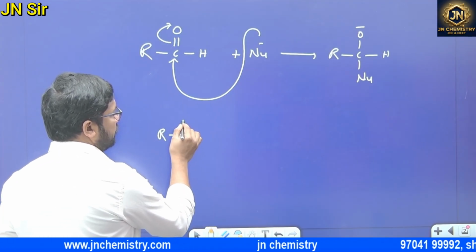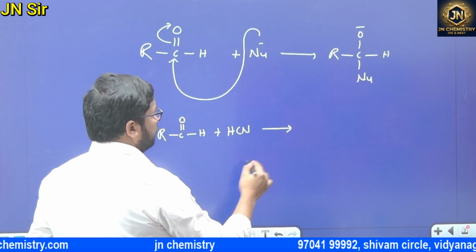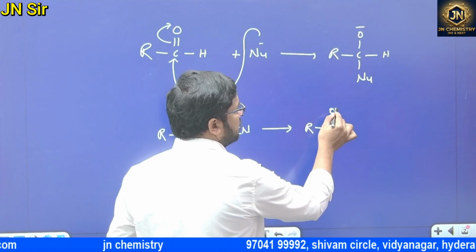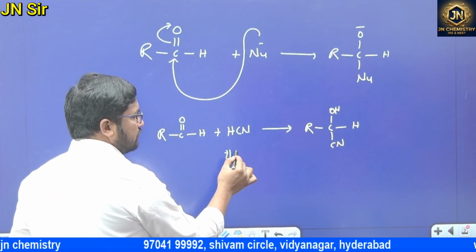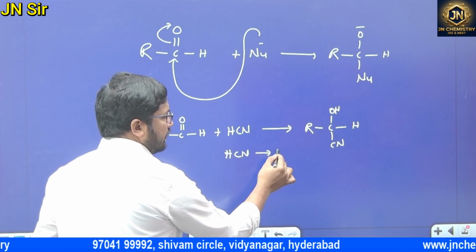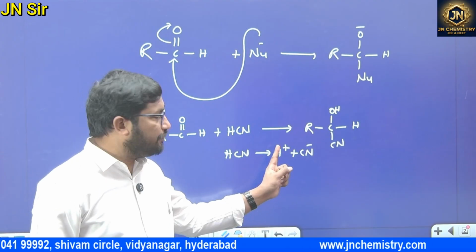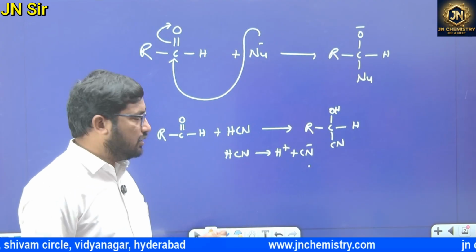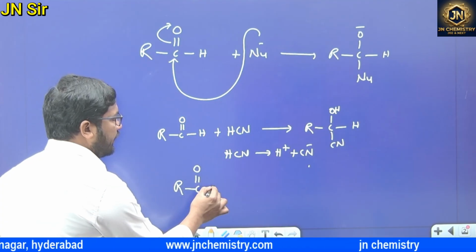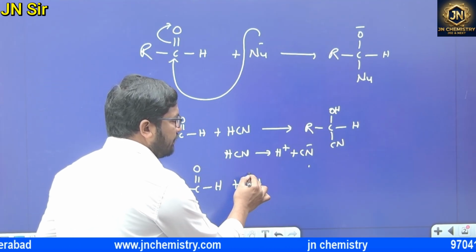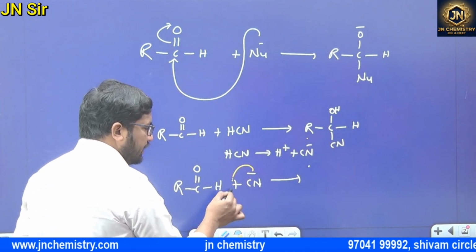For example, R, C double bond O, H, with HCl. So what will we get? R, C, O, H, H, Cl. What exactly happened? HCl undergoes dissociation into H plus and Cl minus. H plus is nothing but an electrophile, and Cl minus is the nucleophile. First the nucleophile comes and attacks RC double bond O, H. Cl minus is a nucleophile, so which reaction are we doing? Nucleophilic addition reaction.